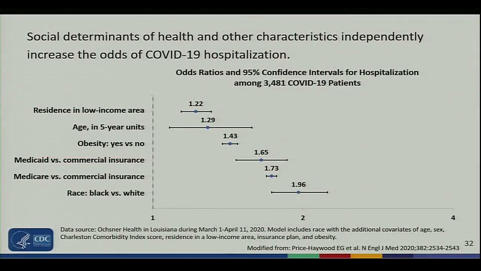In a large health system in Louisiana, social determinants of health, such as residents in a low-income area and insurance type, were independently associated with an increased odds of COVID-19 hospitalization. Black race was also independently associated with an increased odds of COVID-19 hospitalization. Next slide.